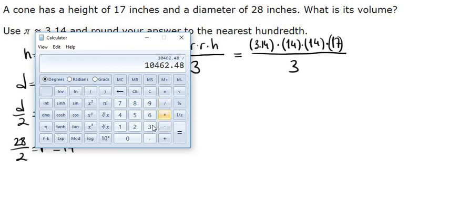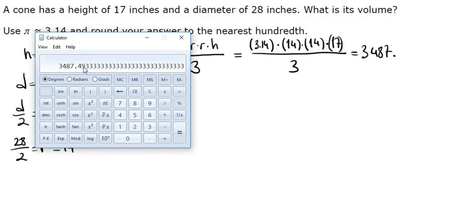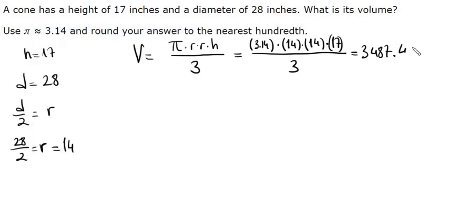So let's divide this by 3. So the answer is going to be 3,487.493, and it keeps going on forever. So it says, round your answer to the nearest hundredth. So this is the hundredth place. I'm going to look at the next number. The next number is smaller than 5. That means I'm going to round down.